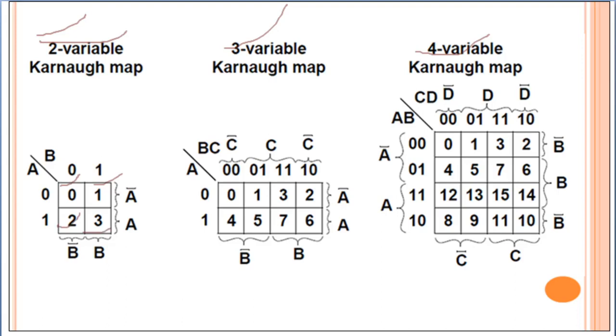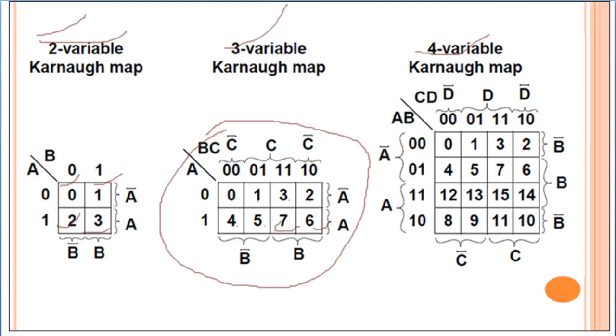Now if we have 3 variables, this will be our K-map for 3 variables. Here A, B, C, we have 3 variables, and the identities of these cells are 0, 1, this is 2, and this is for 3, 4, 5, and this one is 6, and this is 7.